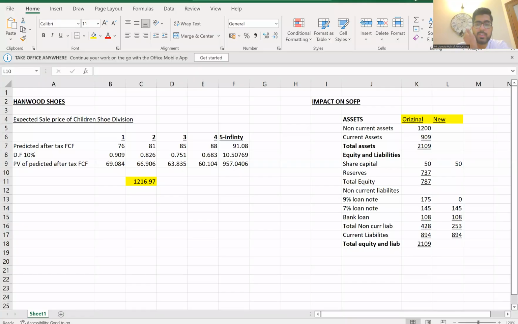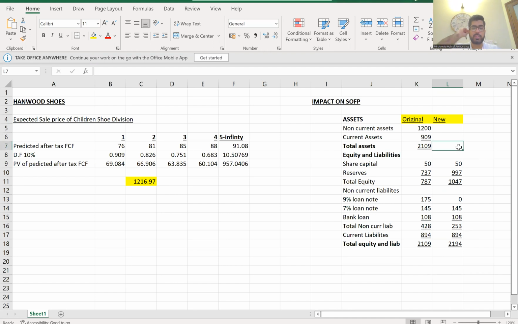So impact on SOFP, the reserves will increase by 260. So 737, add 260, 997. This will make total equity 1047. And you have the total equity, you have the non-current liabilities, you have the current liabilities. Add them all to get total equity and liabilities: 2194. This is total equity and liabilities.